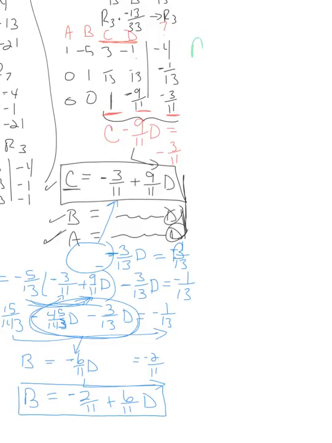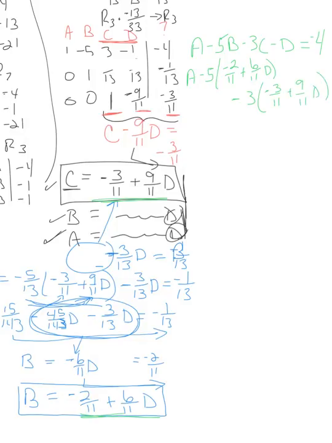That would be 1A minus 5B minus 3C minus D equals negative 4. And I'll just go plug in all of those things. So I have A minus 5 times B, which I have down here. So here's the B, negative 2/11 plus 6/11 D, minus 3 times C, which is right here, negative 3/11 plus 9/11 D, minus D equals negative 4. So there we go.